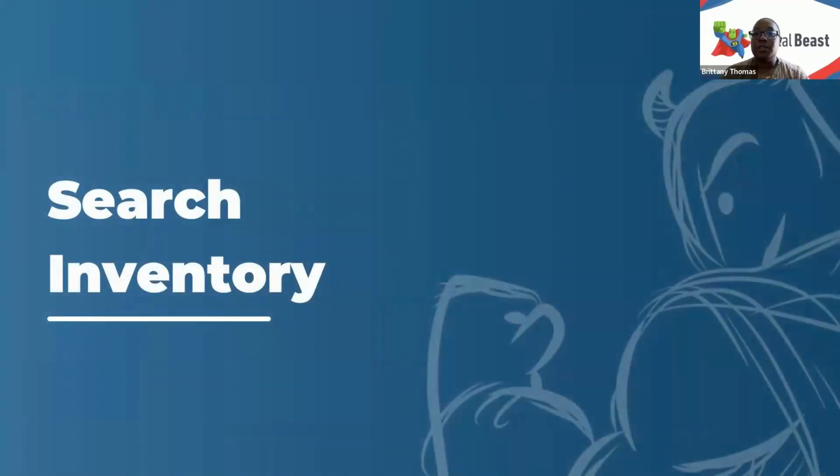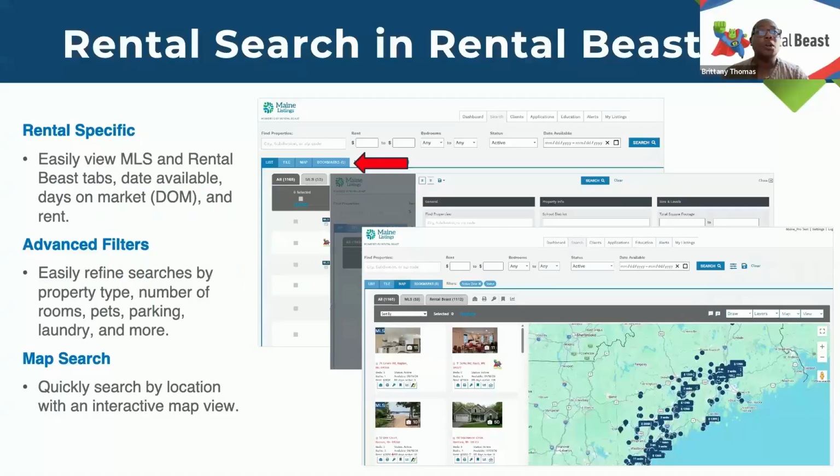And then the search inventory. I also will go over this in the demo as well, but just a quick overview of some of the capabilities that you have. So it's rental specific insight, so you can easily toggle between viewing only MLS listings, RentalBeast listings, or viewing all the listings. And you'll be able to see some crucial upfront details such as date available, days on market, the rent price. And this is when you're looking at it just in the search view or the list view of it. There's many more details once you actually access the listing.